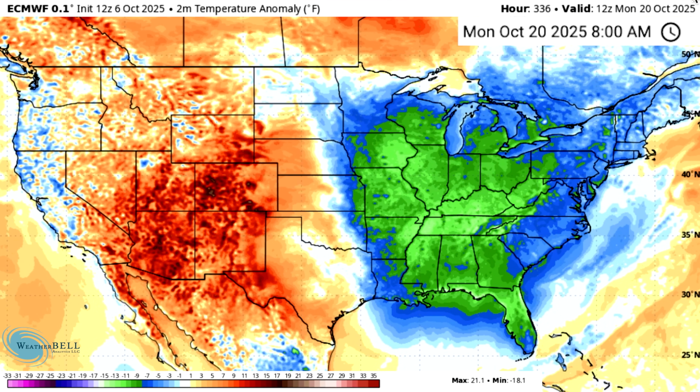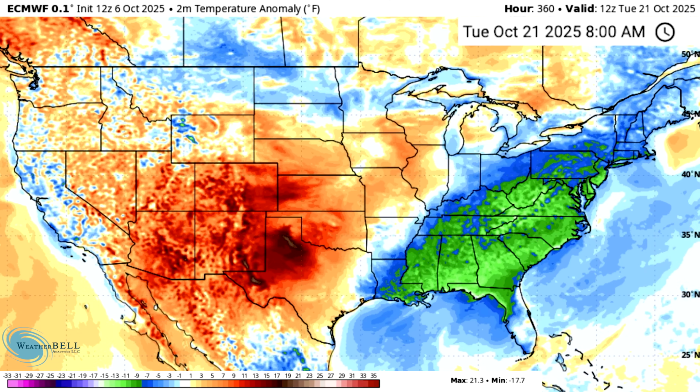Again, greens are 10 to 15 degrees below normal, so very, very substantial. That reaches into the East Coast. We still see it around here by the 21st. So this is the Arctic blast number 1 in this kind of little cluster of them. But we can see number 2 already kind of moving down.